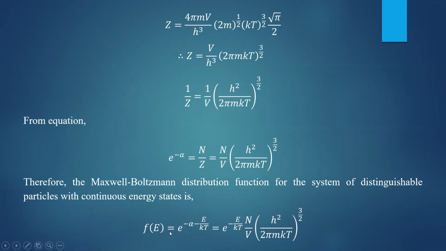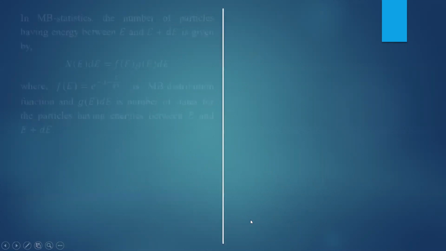So if you express this f of e in terms of the number of particles in the system, we have obtained the expression for alpha, or e to the power minus alpha, that is equal to this particular quantity, into e to the power minus e by kt. So this gives you the Maxwell-Boltzmann distribution function in terms of the number of particles present in the system, where n is appearing here. Instead of alpha, we have a term containing the capital N. We'll move further.